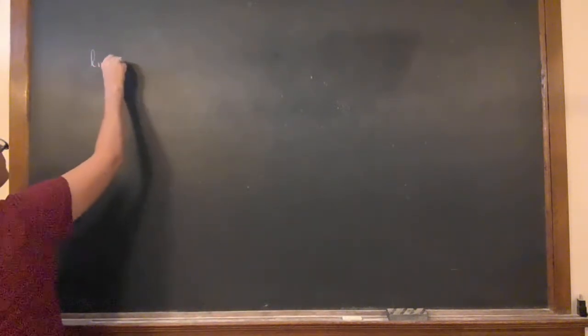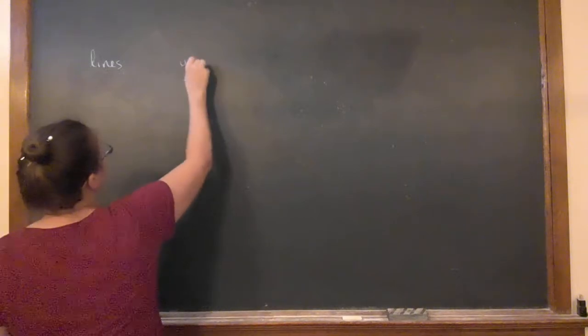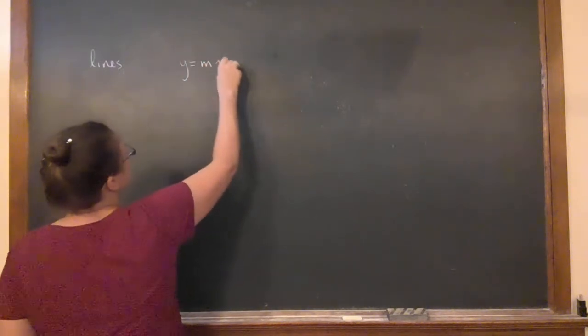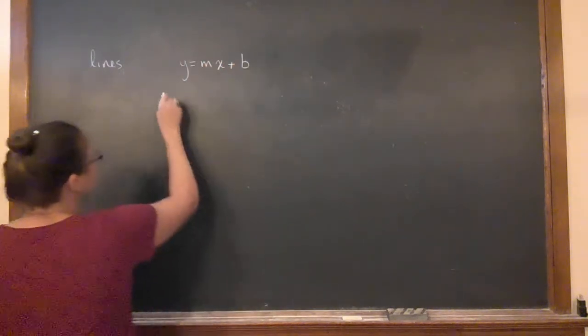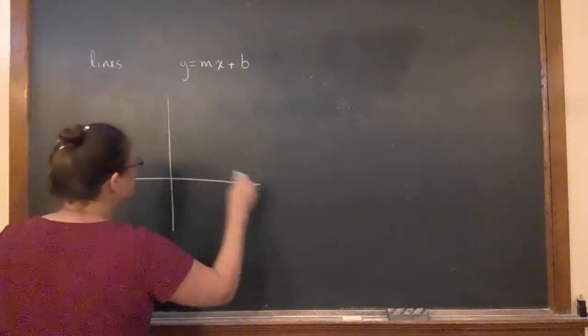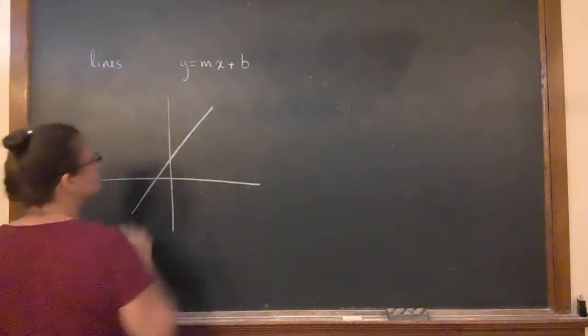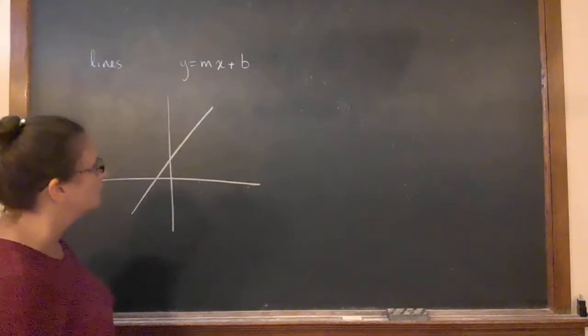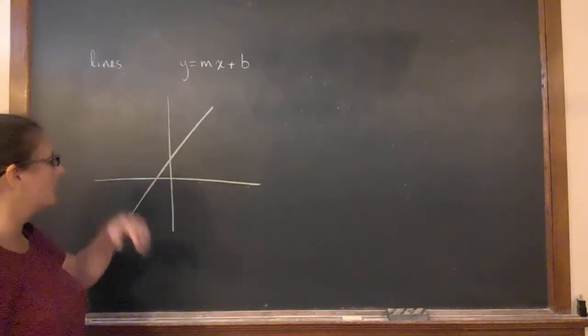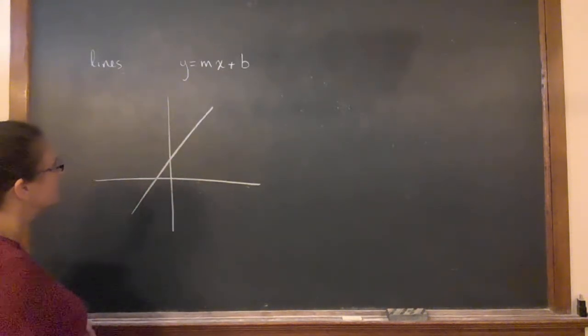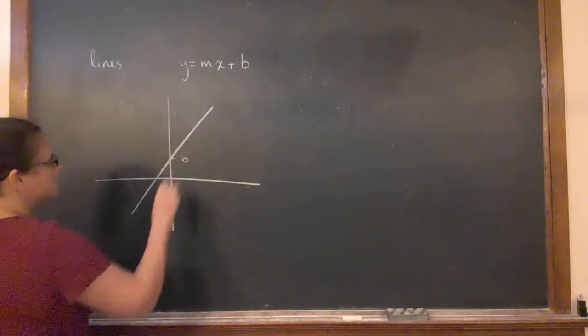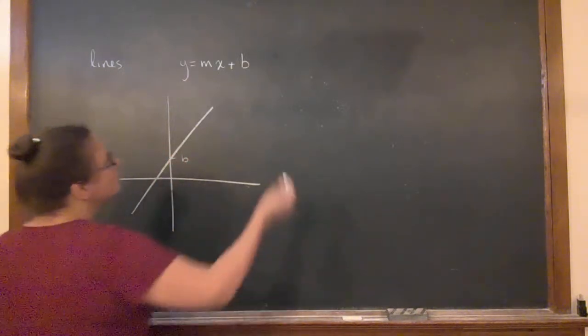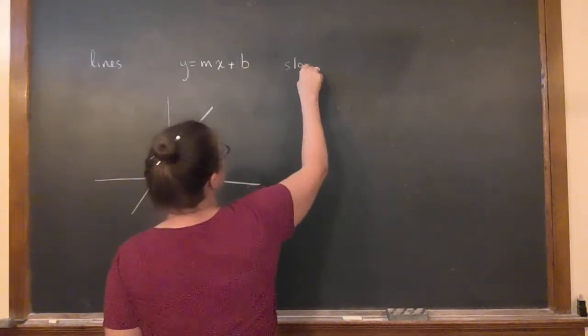So, starting with the basics, linear functions, right? Lines. So, y equals mx plus b is our standard, right? m being rise over run, m being your slope, and b is your y-intercept. So this is slope-intercept form.